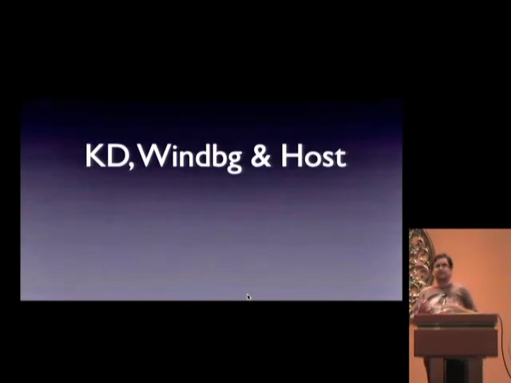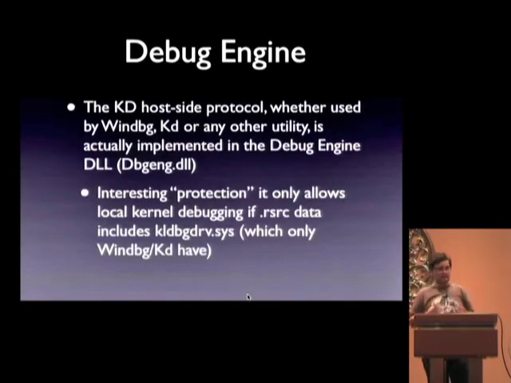So now let's see what happens when we talk about the host. So KD, the host side protocol, so what you're using on your host to talk over KD, is actually implemented in what's called a debug engine. So dbgeng.dll, which is loaded by KD and WinDbg and even IDA. That's what actually implements the KD protocol. And theoretically, anyone could just implement KD from their own application. Although it tries to kind of protect in a very weird way.